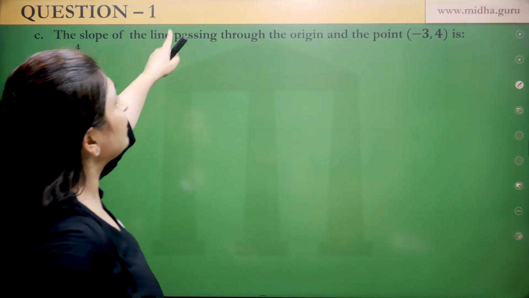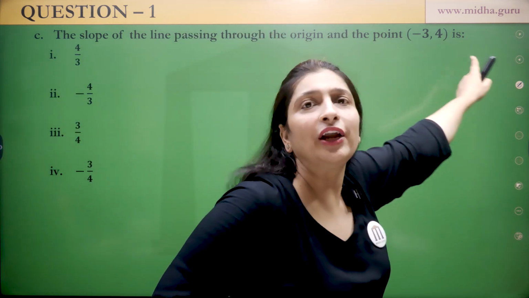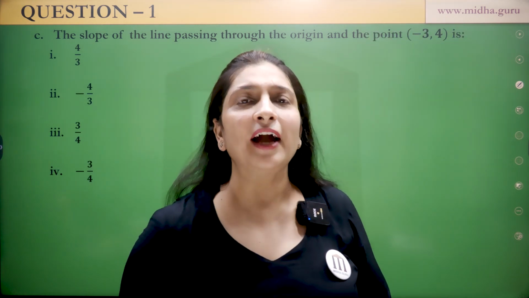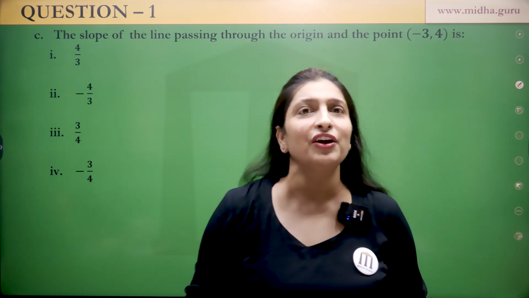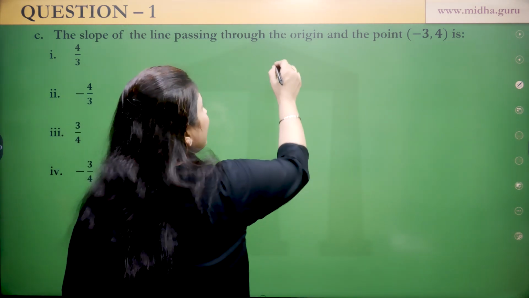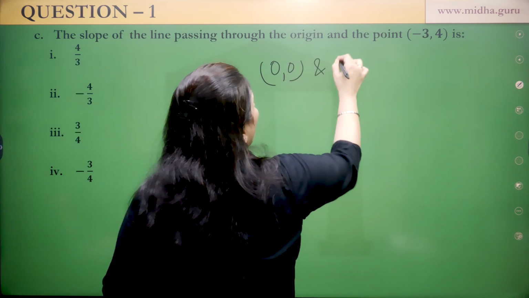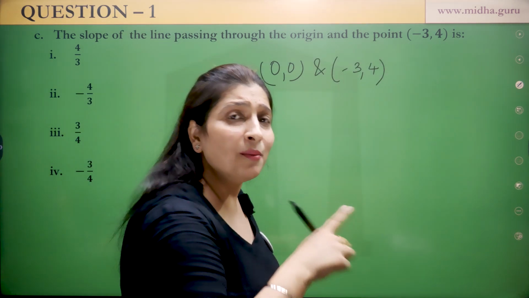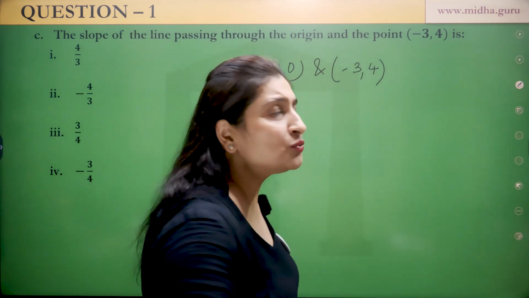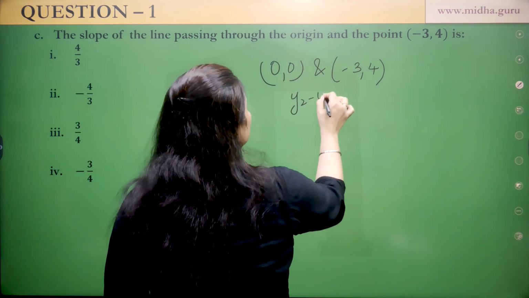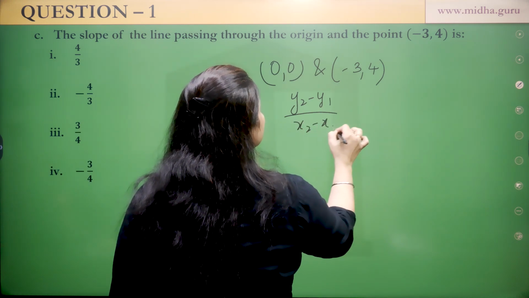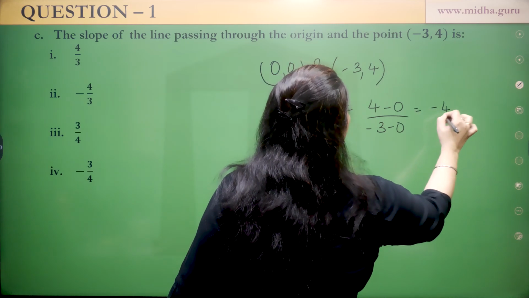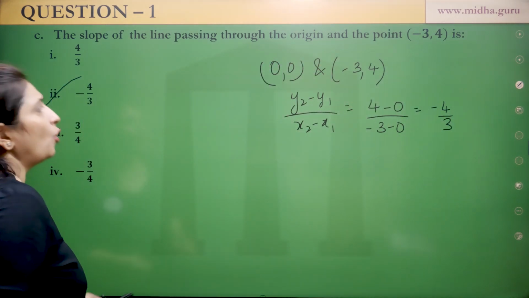Next, the slope of a line passing through the origin and this point. So two coordinates are given. Again remember, we have studied how to find the slope of the line when two coordinates are given on that line. The two coordinates are (0, 0) and (-3, 4). Slope is y2 minus y1 by x2 minus x1, which will be equal to 4 minus 0 by minus 3 minus 0. So we'll get minus 4 by 3. Option 2 is correct.